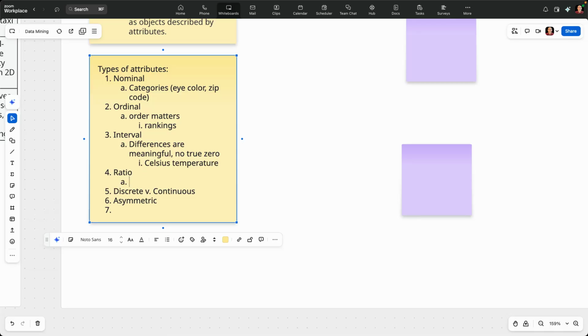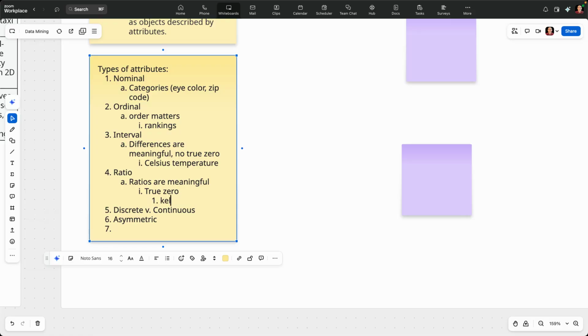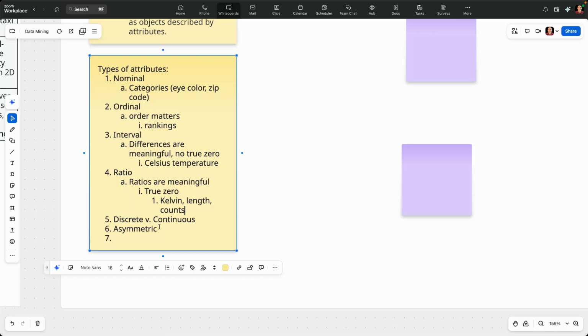And then we have ratio. Ratios are meaningful. There's a true zero. Kelvin, length, counts, right? You can have zero here.